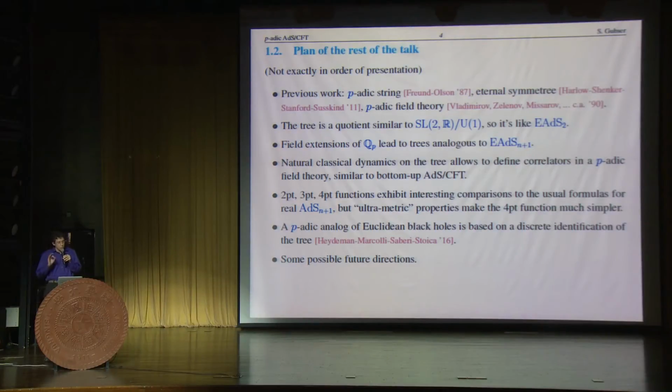But there's a crucial property of the p-adics that I'll come to only late in my talk, called ultrametricity, which makes the 4-point function much simpler than you expect. I will also describe at least a little bit of another work that came out only shortly after ours by a Caltech group, and in particular they described the p-adic analog of the BTZ black hole in Euclidean signature. And I'll indicate a few possible future directions.